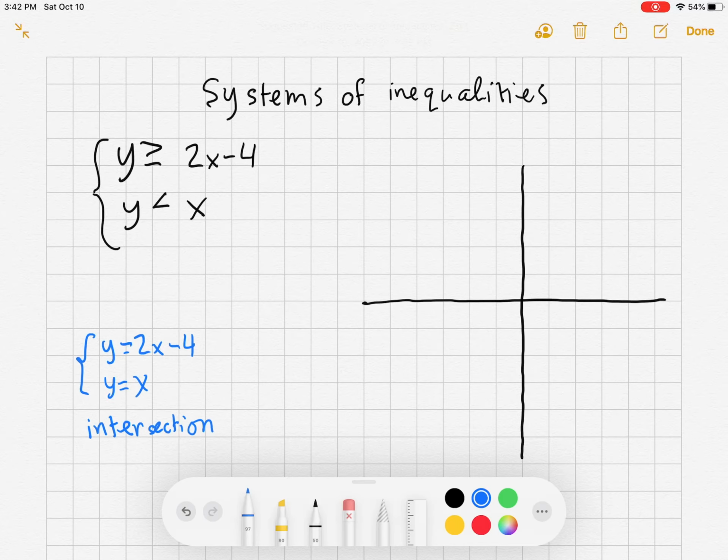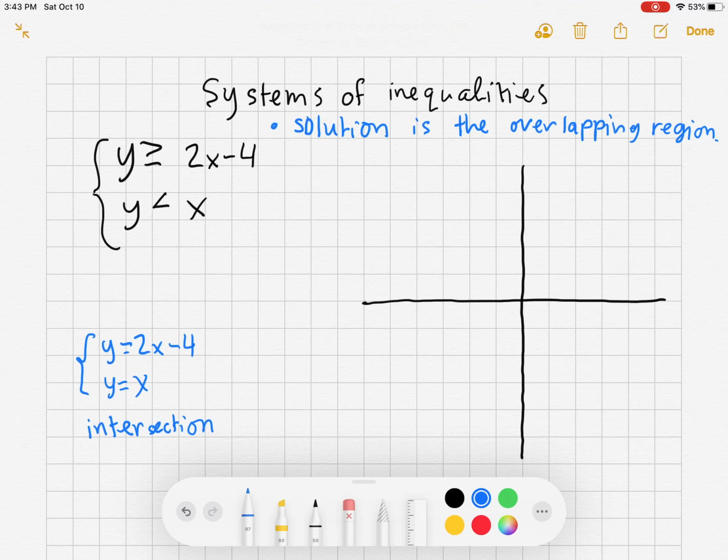What do you think the solution to a system of inequalities is? The solution is going to be the overlapping region. I'll show you what I mean. Let's go ahead and just graph each line individually and see where that takes us.